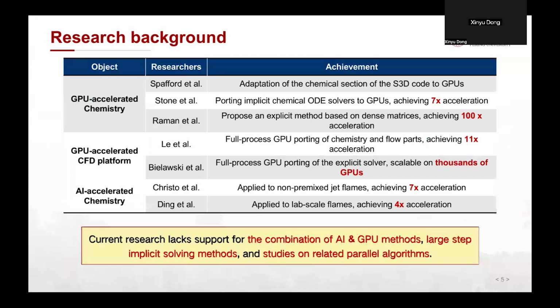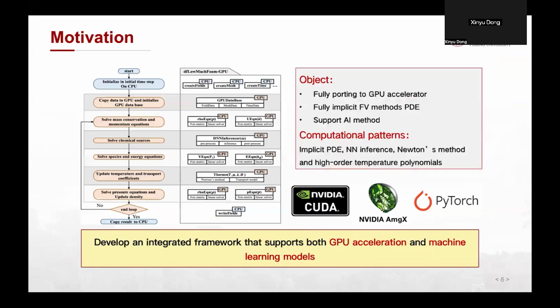And a lot of work has been done in AI and GPU-assisted combustion, including GPU-accelerated chemistry, GPU-accelerated simulation platforms, and AI-accelerated chemistry. However, current research lacks support for the combination of AI and GPU methods, large-step implicit solving methods, and studies on related parallel algorithms. Therefore, this work wants to develop an integrated framework that supports both GPU acceleration and machine learning models.